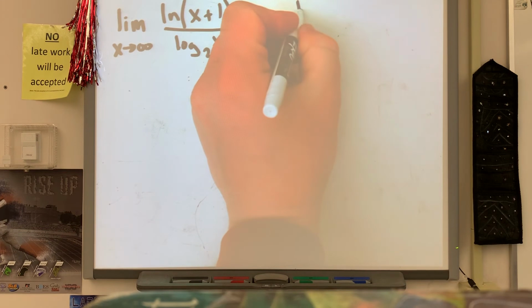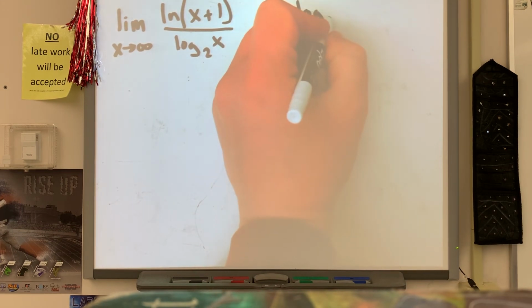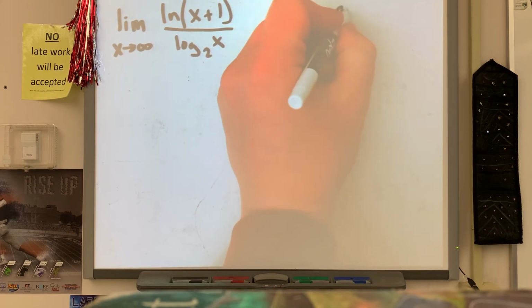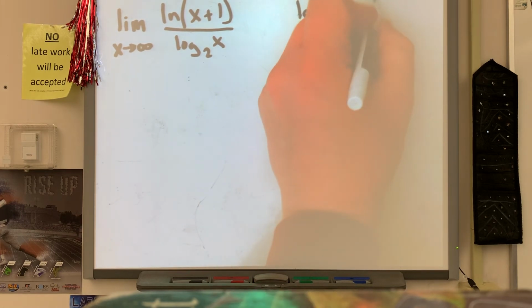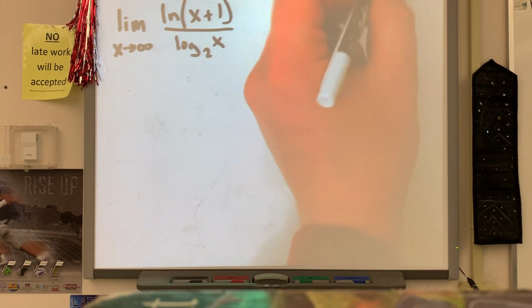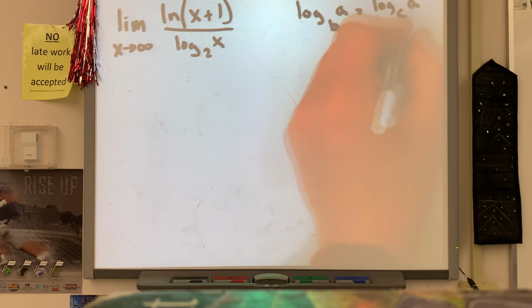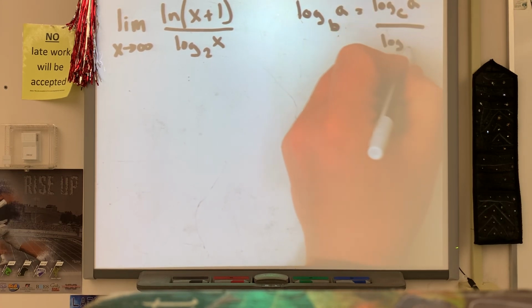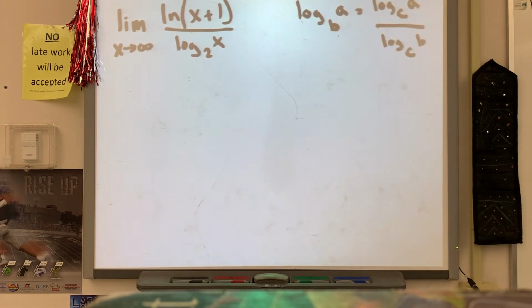If I have log base b of a, this equals log base c, whatever I want to choose, of a divided by log base c of b. Okay, so that was the change of base rule in logarithms that we learned last year in pre-calculus that we're going to put to use here.